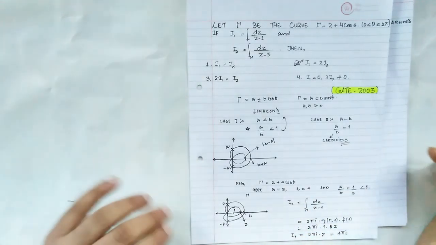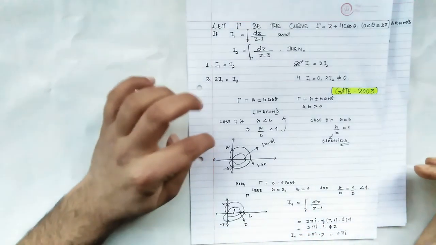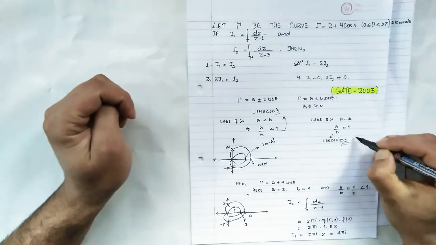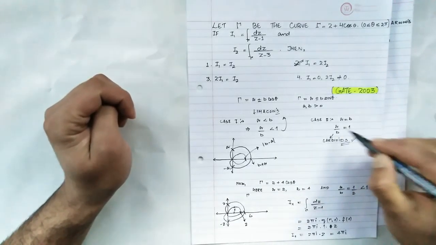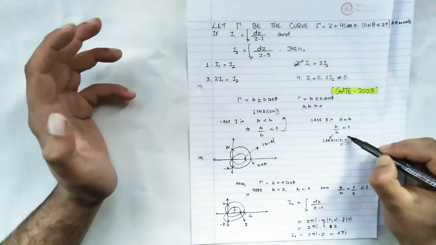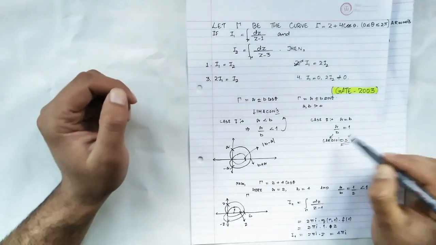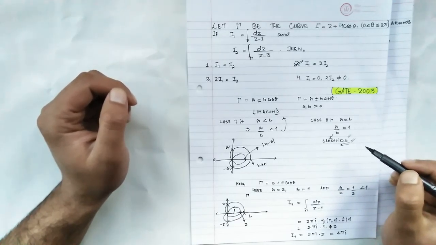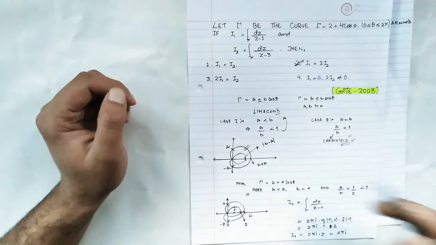Now, the thing that was supposed to be learned here was this, okay? And I hope you have understood this. We will try to solve another question when it comes to cardioids, right? I will try to show you the shape of that, how that is formed, right? So this is it. Thank you for watching.